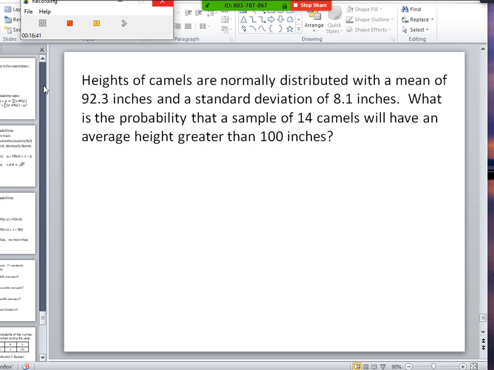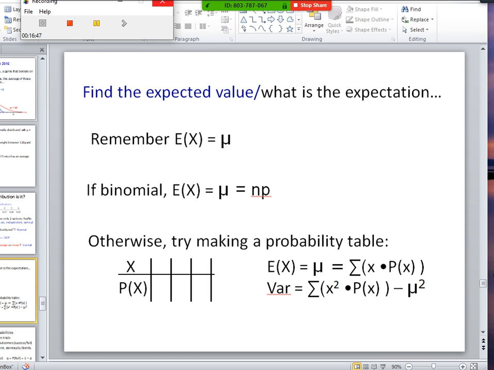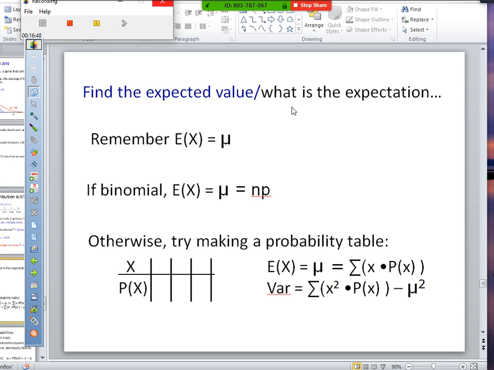Okay, let's go through some more basics. These are the kind of problems I might ask you: find the expected value, or what's the expectation, or the expected number of so-and-so. Remember, expected value, E of x, is just the mean. It's just mu. They're exactly the same thing. So if it's binomial, then the expected value is the same as the mean, just np. Remember that one? Binomial mean is np. Standard deviation is the square root of npq. That should be in your notes somewhere.